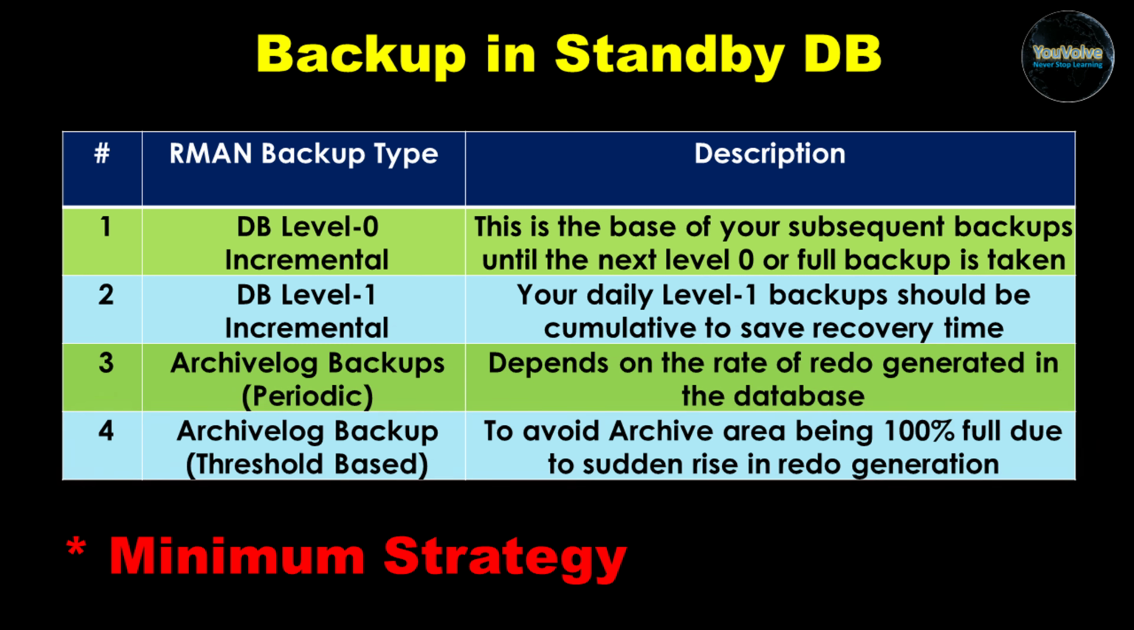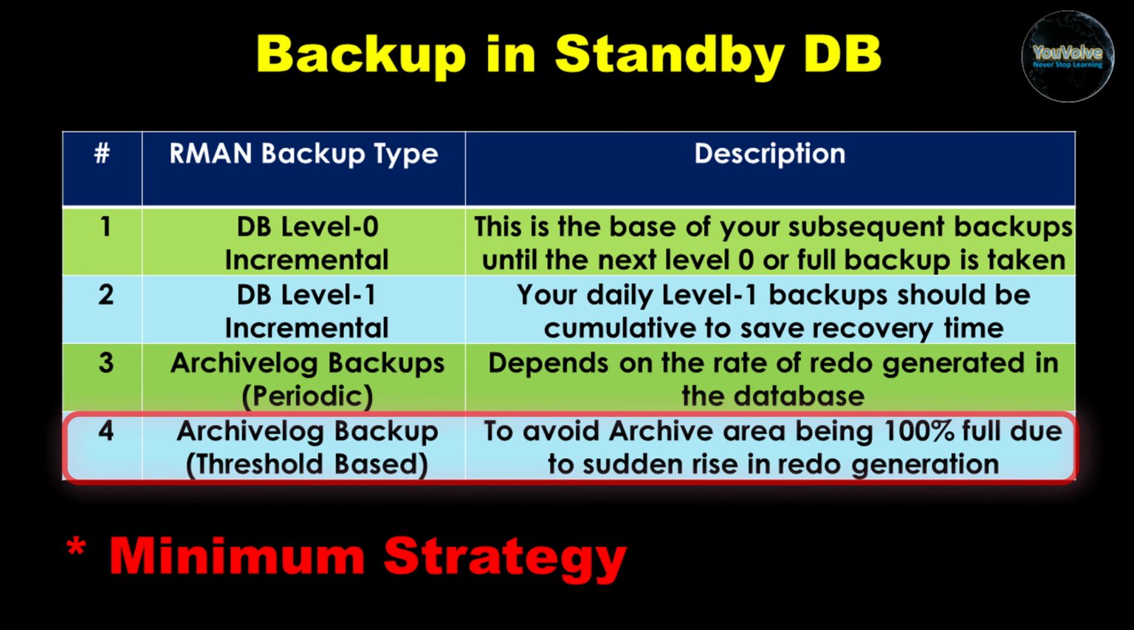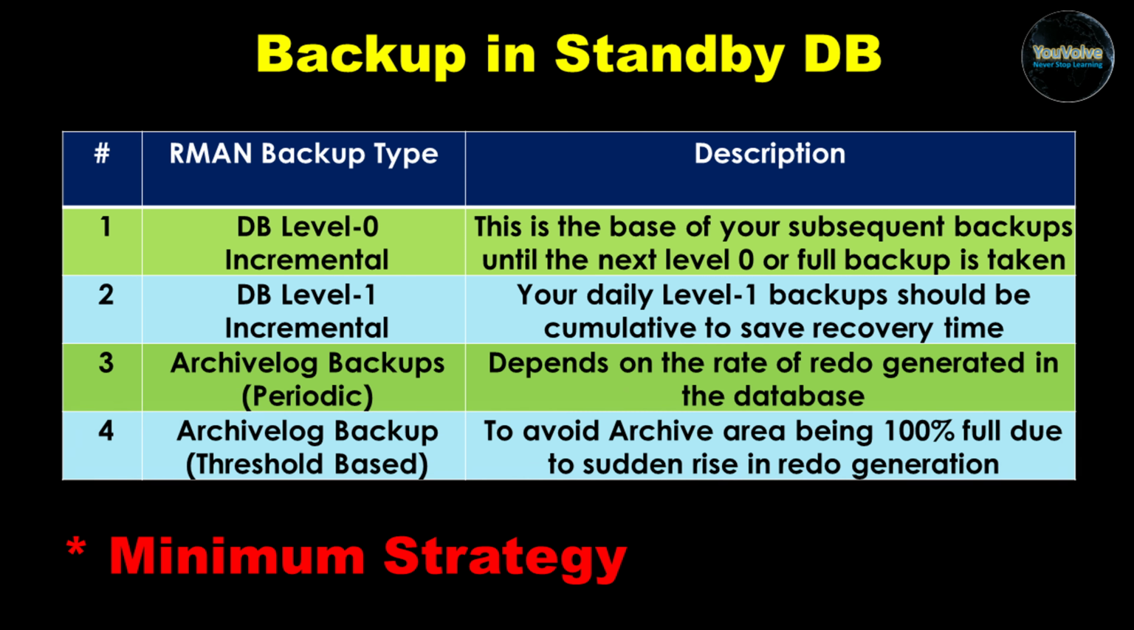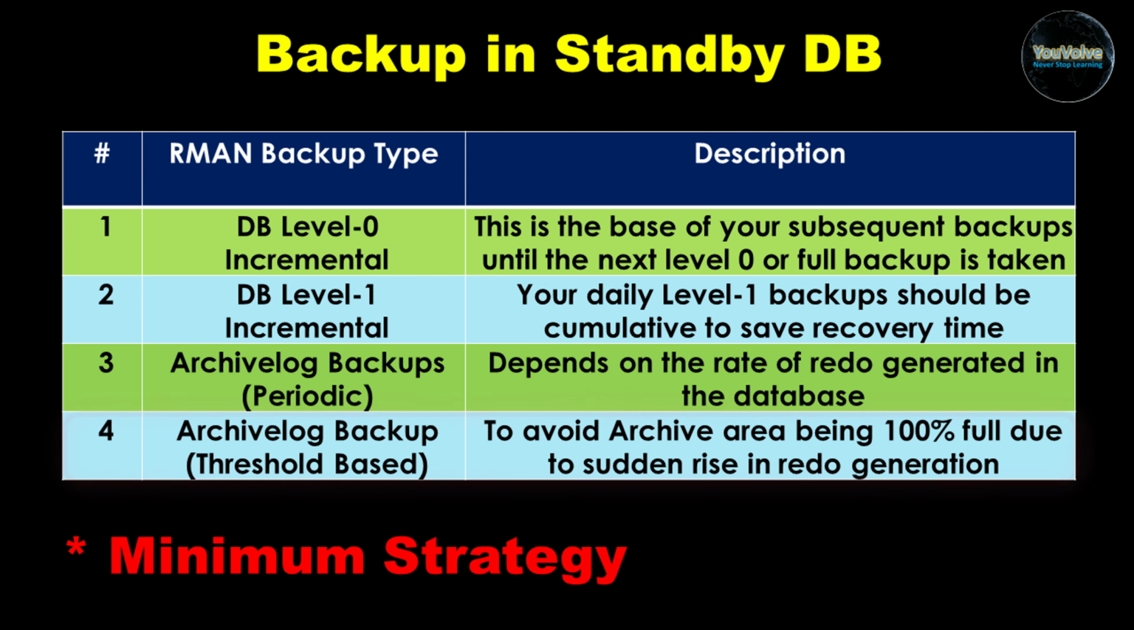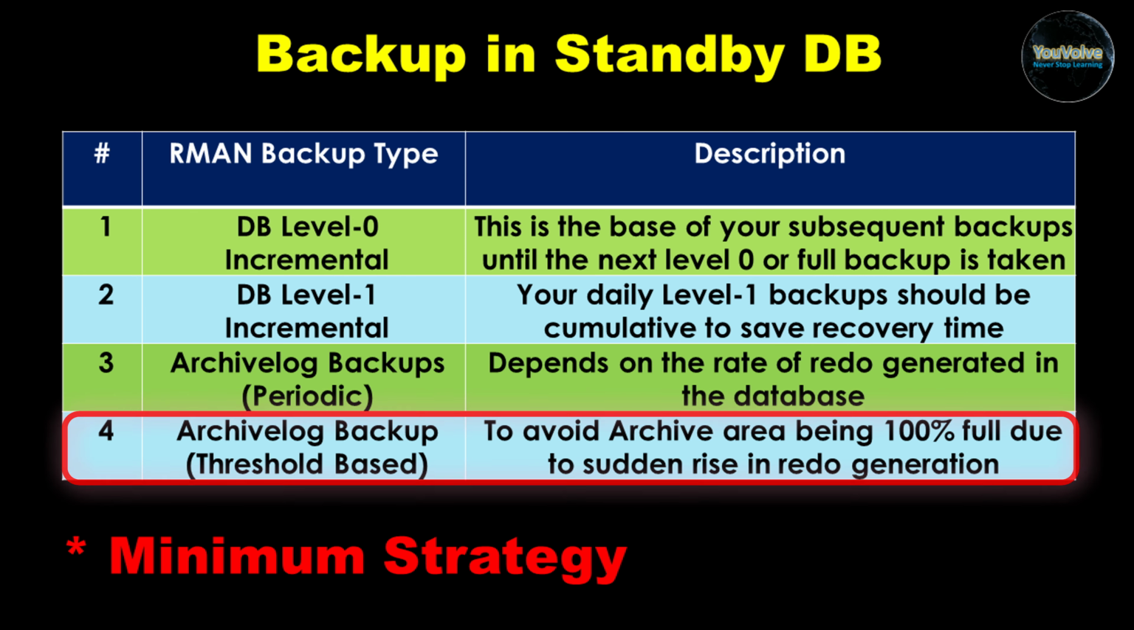Number 4, a threshold based archive log backup based on the usage of the fast recovery area or FRA or archive file system. This is very important because sometimes due to an unexpected rise in redo generation, your archive file system or the FRA can be 100% full, in which case you cannot wait for the regular archive log backup jobs to free up the space. So there must be a usage threshold based archive log backup job which triggers automatically if the usage reaches say 75% or whatever percentage you are comfortable with as the threshold.